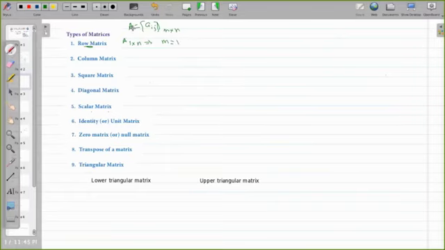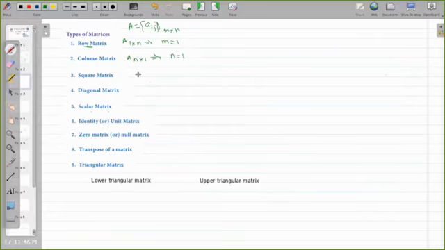If the matrix is of order m by n, and m is 1, that means the number of rows is 1, then we can say it is a row matrix. Then for a column matrix, children, it is just m by 1. That means there will be only one column. If a matrix has only one column and any number of rows, then we can say it is a column matrix.